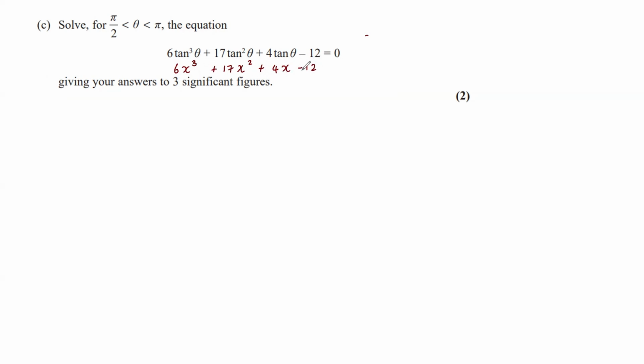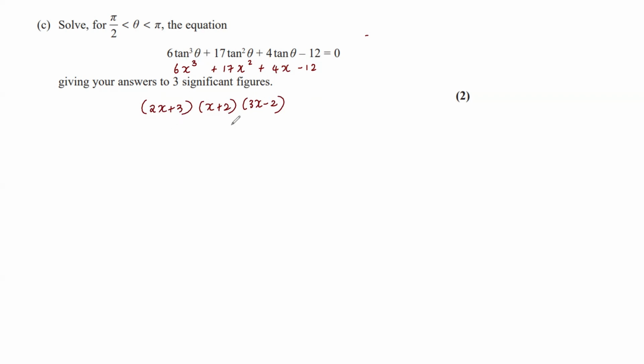And we know when we represented this as a product of three linear factors, we got it as 2x plus 3 into x plus 2 into 3x minus 2. This was our product of three linear factors. Now we can see here, x is getting replaced by tan.